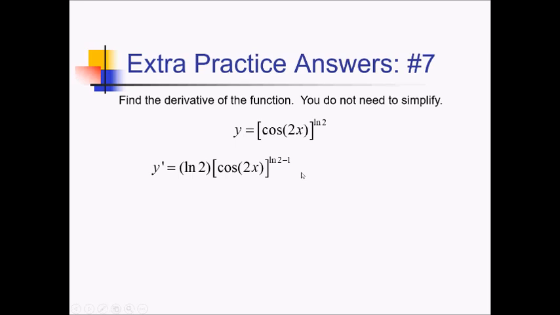And now we have to multiply by the derivative of cosine of 2x. That's going to be, let's see here, we have cosine of something, so that's going to be negative sine of something of 2x that we're multiplying by, times the derivative of 2x, which is 2.